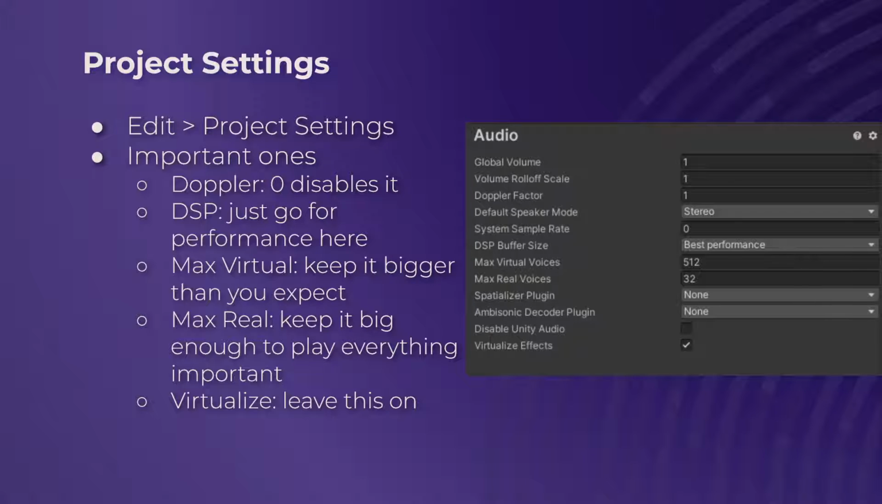Virtualizing effects basically just dynamically turns on and off effects and spatializers on audio sources in the scene that are disabled, just to save on CPU. And it doesn't even have to be disabled. Let's say you're too far away from an object, you're completely out of its zone, you can't hear it. Virtualize effects will turn off all the effects on it, so it'll save a bunch of CPU and a bunch of memory.